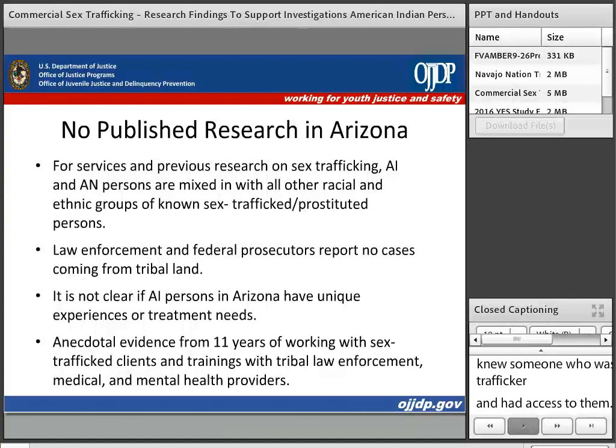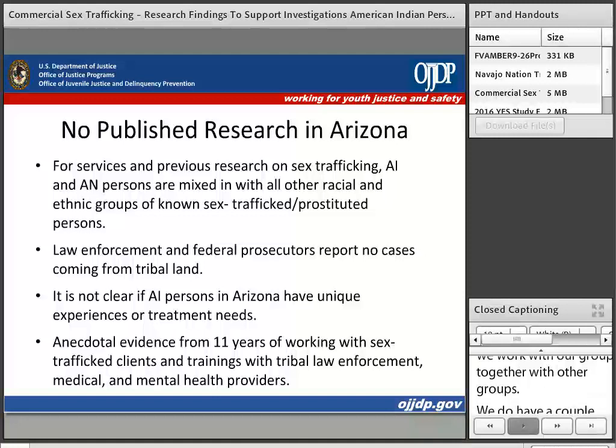So now I'm going to move into our study and why we decided that pursuing research on American Indian persons in Arizona who've been sex trafficked is an important pursuit. So what we know is currently in our services for juvenile probation, adult probation, social services, mental health, the vast majority of the victims that we work with are kind of grouped together with other groups. We do have a couple of specialty agencies here who currently are working on becoming more trained on sex trafficking, but currently do not have any services specific towards sex trafficking.